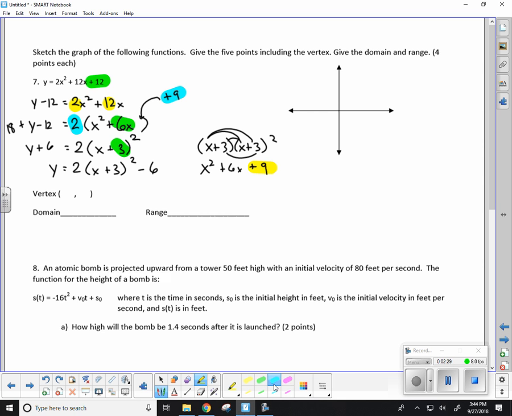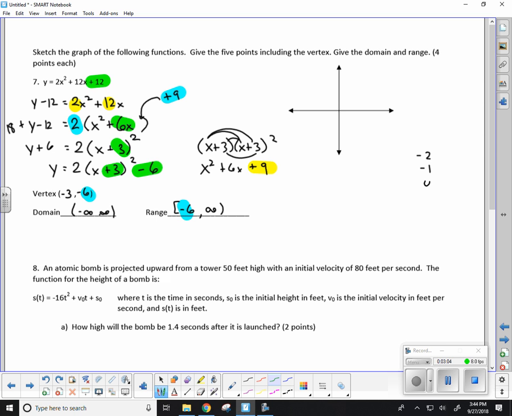So we can see there that if we're looking for the vertex, we're going to get the opposite of 3, so it's shifted 3 to the left, and the same sign as the 6 over here, negative 6. Our domain is always all the real numbers, and our range is always going to be from this vertex. We're going to see that over here. So we're going to go from negative 6 opening up to infinity. Okay, and we can now do our graph.